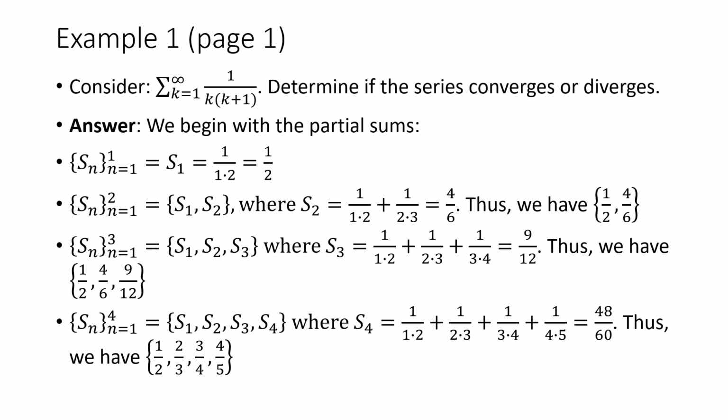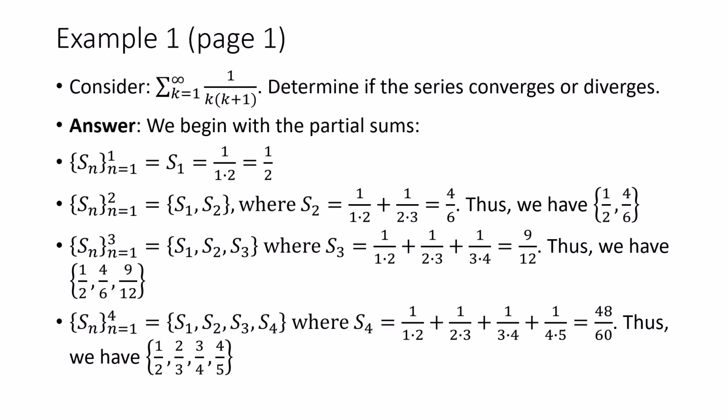S2 is going to be S1 and S2 together. We know S1 is 1/2. We know S2 can be found by adding the first 2 terms of the series, and we end up with 4/6. The partial sum for the first 3 terms is S1, S2, S3. We've already found S1 and S2. So S3 is going to be the sum of the first 3 terms in the series, which results in 9/12. So our sequence of partial sums for the first 3 partial sums is 1/2, 4/6, 9/12.